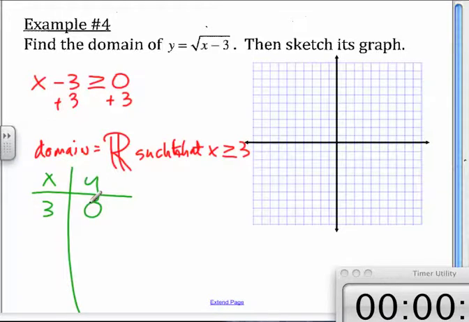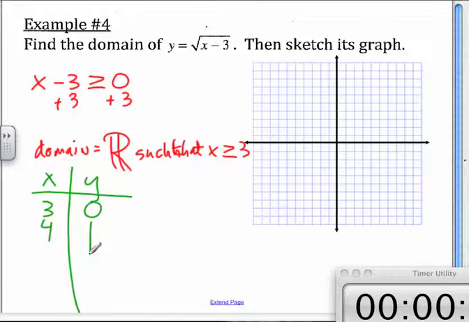What do I want the next x to be? What do you think, Ned? 4. Because 4 minus 3 gives me 1, and that's a perfect square. The square root of 1 is 1. Good. What do I want the next one to be? I don't know. I really don't. Okay, good. I think I got it now.